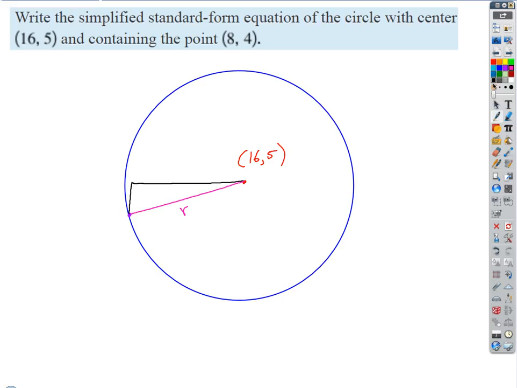What's the length of this side? How'd you get that? 16 minus 8? Yeah, just the difference in, I never put the coordinates there, did I? So this is 8, 4, so that's just the difference in the x coordinates, right? And then what, 1? So the radius is going to be what? Square root of 65, right? Square root of 8 squared plus 1 squared. Where do you see that?